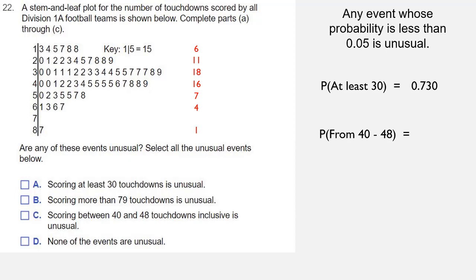Probability from 40 to 48 was 0.238, which would also not be considered unusual. And probability of more than 79 was 0.016. That's the only unusual probability because it's less than 0.05. And that's your answer.